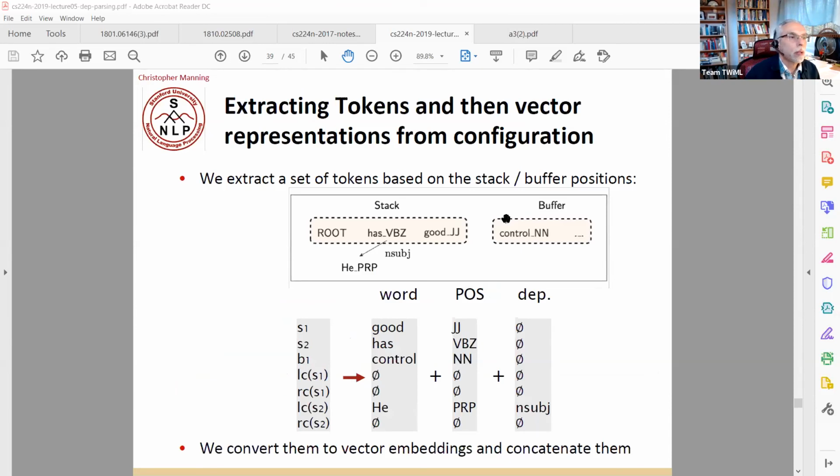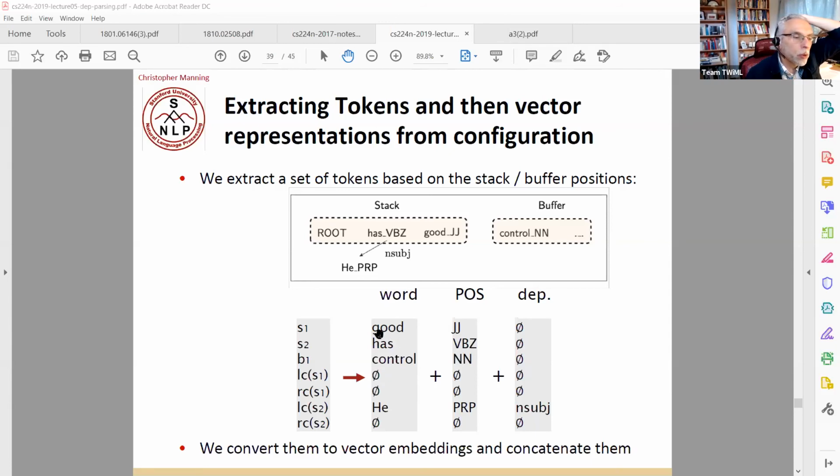Extracting tokens and then vector representations. Okay, so this is back to our stack and buffer system again. Has VBS good JJ. Convert them to vector embeddings and then concatenate them. So here's an example. Here's the word embedding. Here's the part of speech embedding, and here's the dependency.